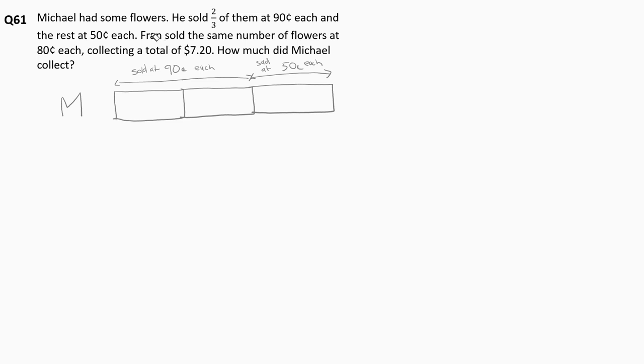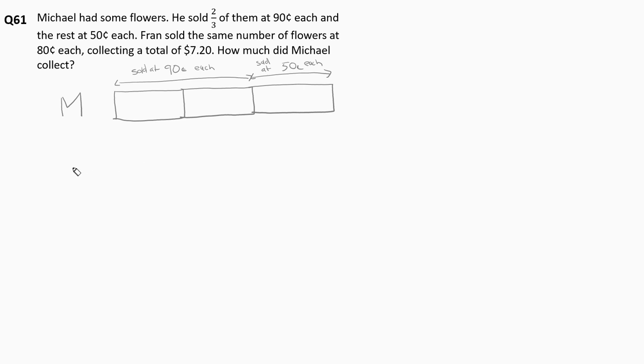Okay, now we're talking about Fran. Fran sold the same number of flowers. So she has the same number of flowers as Michael. And she sold hers at 80 cents each, and all of them sold at 80 cents each. And in total, she got $7.20. All right. Now, hopefully, you might be able to see.